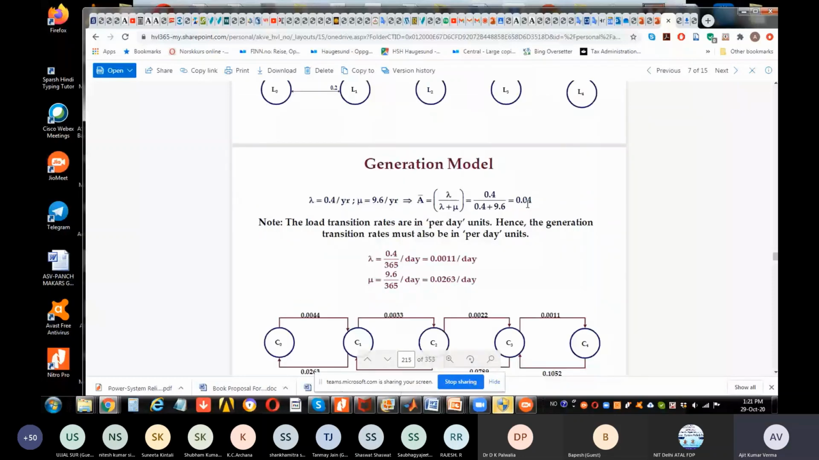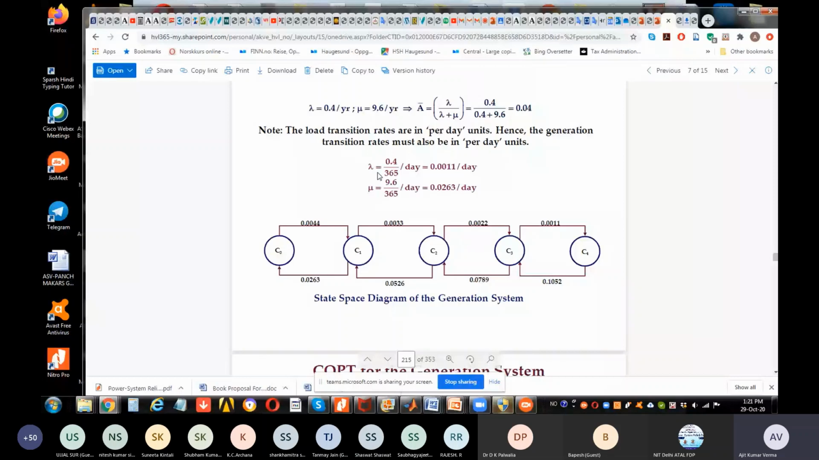So anyway, this is calculated in terms of per day, so lambda and mu. And then we have this capacity outage probability table converted in terms of the state space model. So from C0, that means all the generators are working. How many of them are there? 4 of them are working. So it can go to a state in which one of them could fail. So that's 4 lambda, so 0.00114. So that's 0.044. So then it could go into a state in which 4 are working.